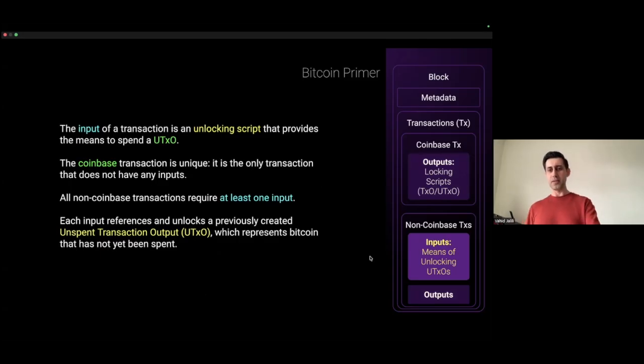Just to complete this puzzle, in addition to outputs, there are also inputs. Inputs basically refer to a previous output that was never used, so it's called a UTXO, or unspent transaction output. The Coinbase transaction is the only exception here, in that it doesn't have any input because it is not redeeming any coin that was previously generated. It is basically collecting coins that are minted in that specific block, so they are not unlocking something previously generated. That's why they don't have any input. But all the other transactions have at least one input, and this is basically referring to a previous output.